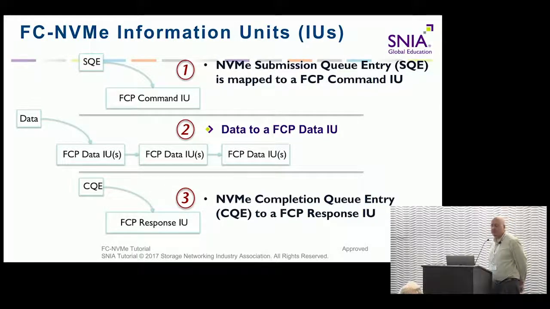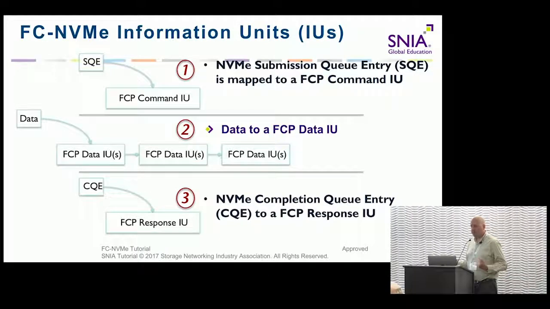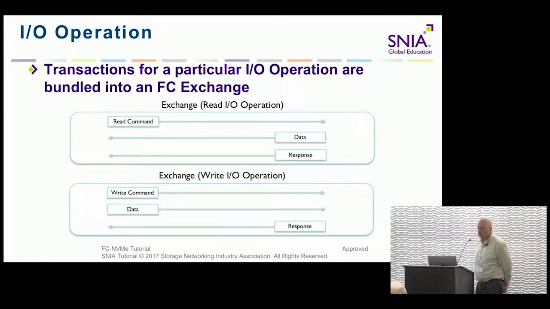So the first step is to map one of these SQEs into an FCP command IU. And then if that command results in any data transfer, the data has to be mapped into FCP data IUs. The data IU portion is what is accelerated by hardware. The hardware engines will automatically transfer across the Fibre Channel network and place into memory, so that there's no software handling of the data while it's in progress. And then the response, the CQE, which stands for completion queue entry, is mapped into the FCP response IU. The transactions for a particular IO are then bundled into an exchange. So in this example, a read operation is a single exchange, and a write operation is a single exchange.